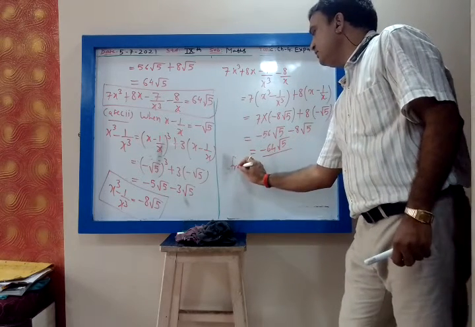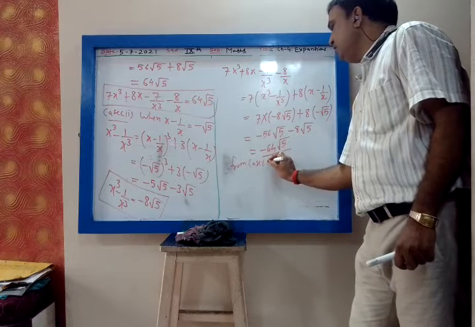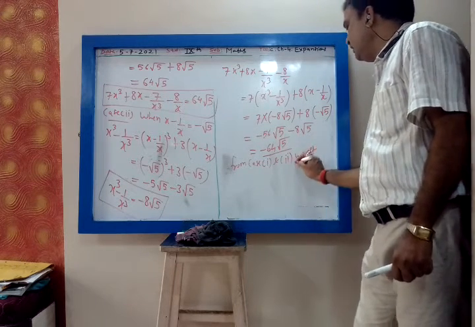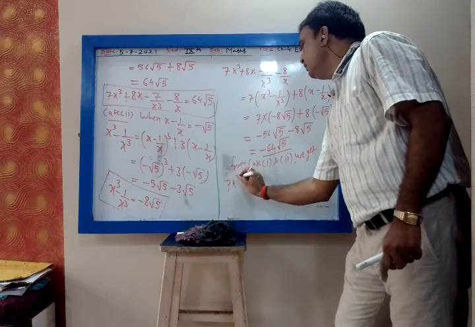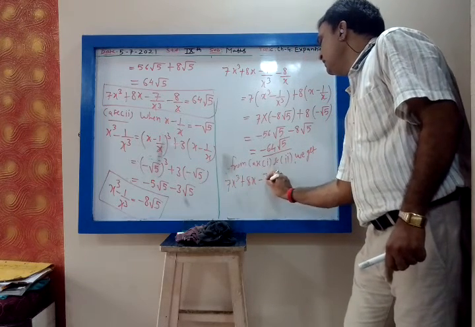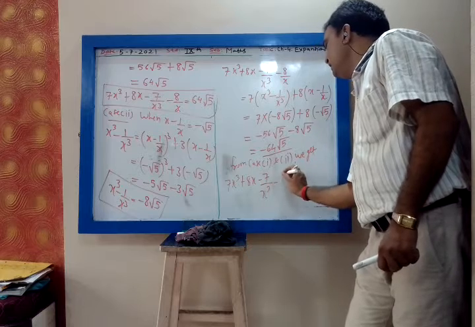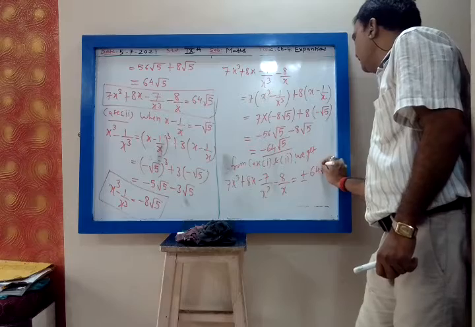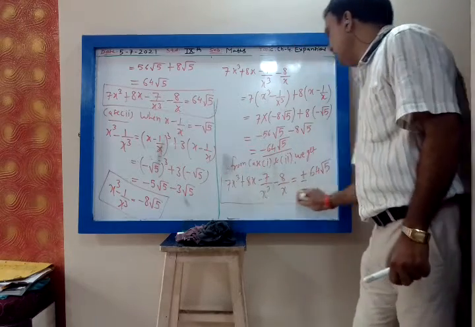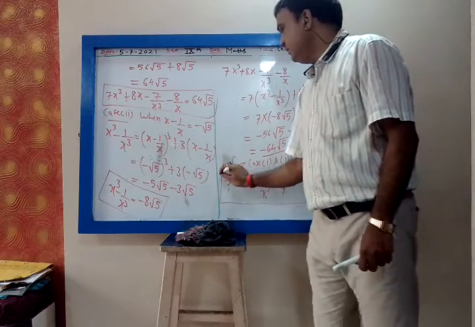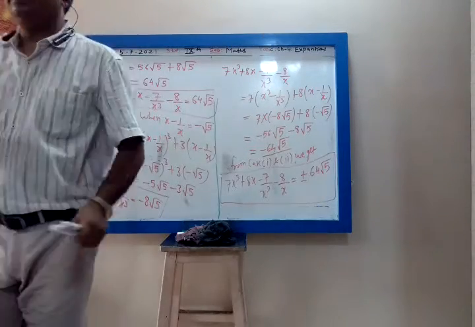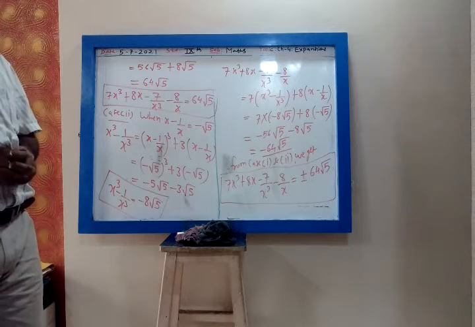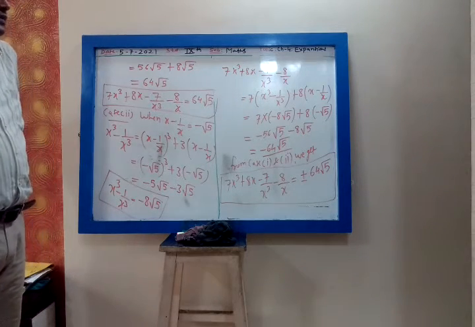So now we write from case 1 and 2. From case 1 and 2 we get 7x cube plus 8x minus 7 upon x cube minus 8 upon x. This value is plus minus 64 root 5. Okay. So for case 1 we get plus 64 root 5. For case 2 we get minus 64 root 5. So the final answer is plus minus 64 root 5.